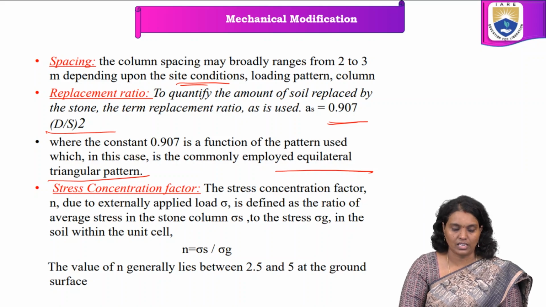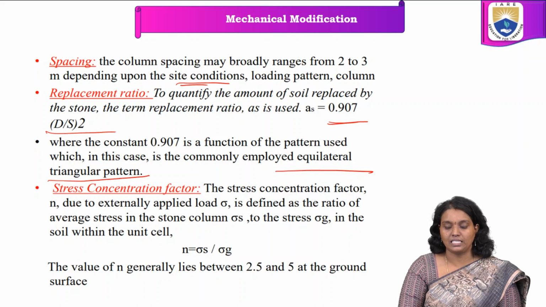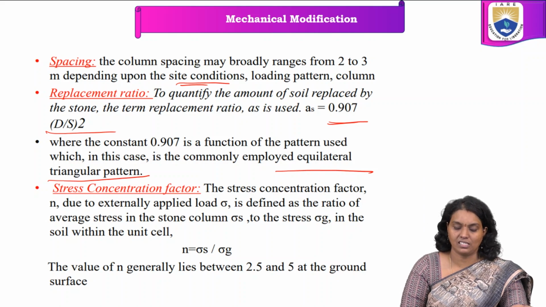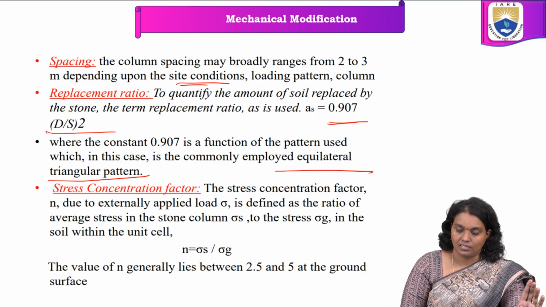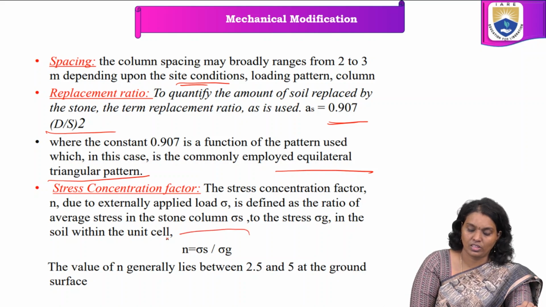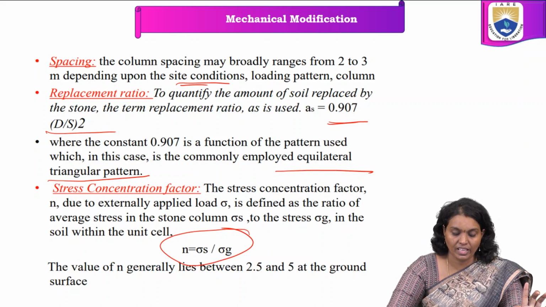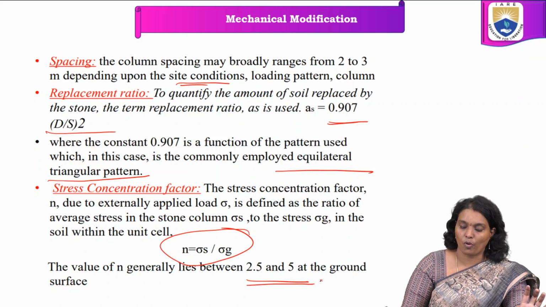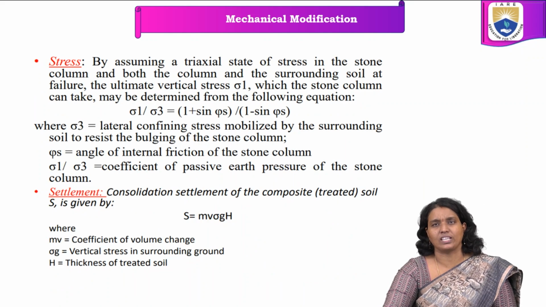The stress concentration factor, which is denoted by N, due to externally applied load, is defined as the ratio of the average stress in the stone column to the average stress in the surrounding soil. The value lies between 2.5 to 5. And the next factor is the stress.